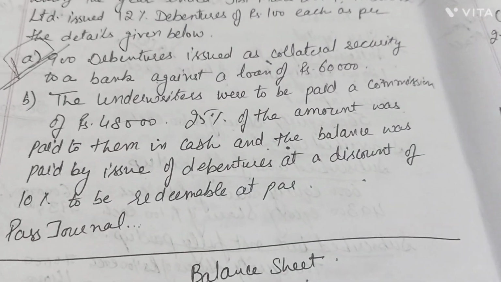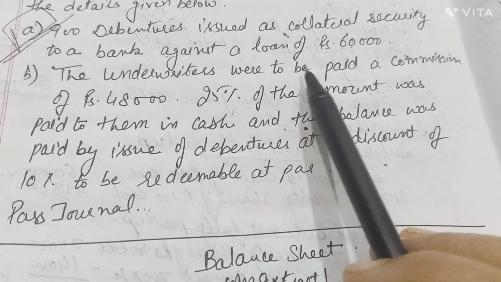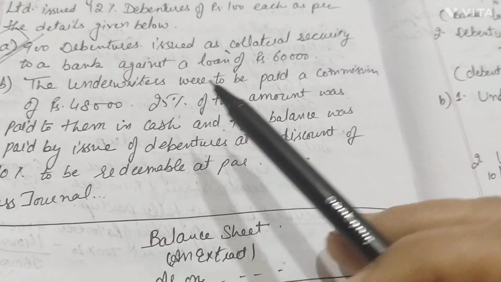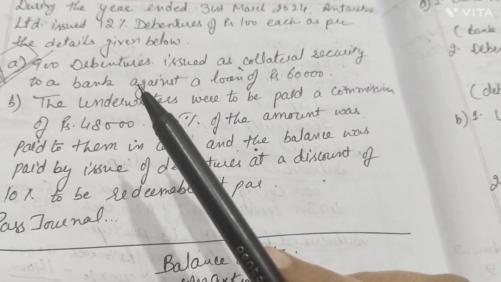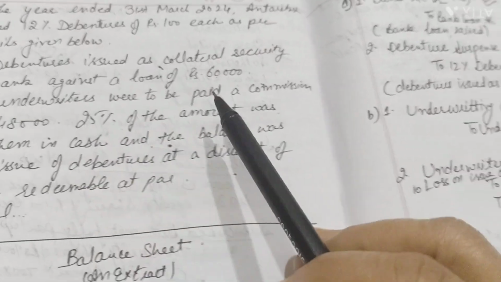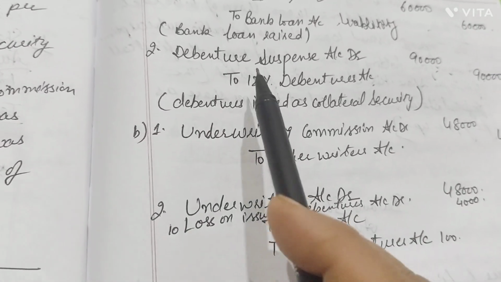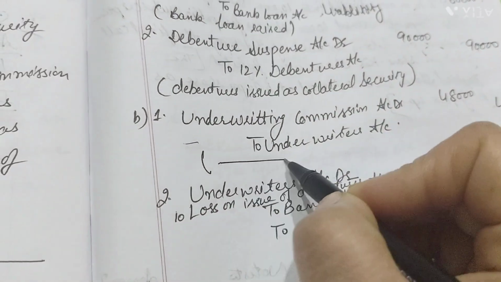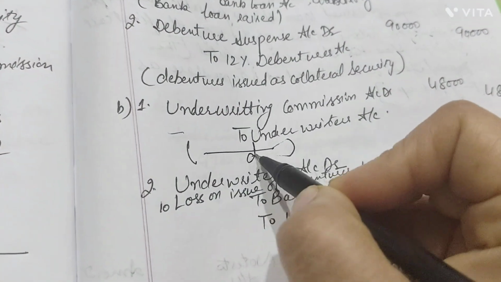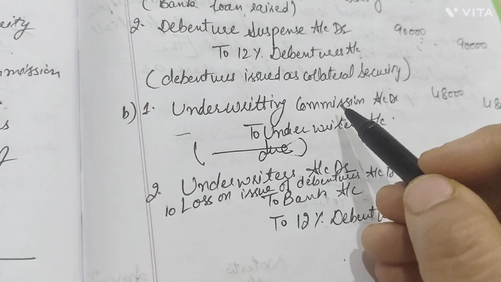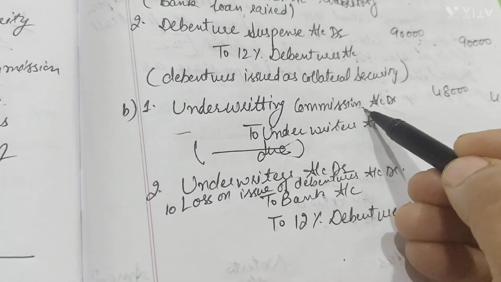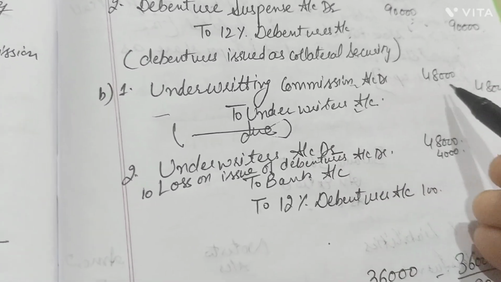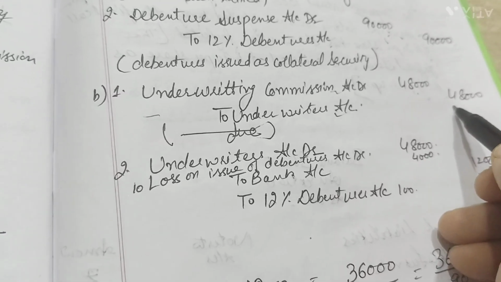Now the next point was underwriters were to be paid a commission of 48,000. Now 48,000 underwriting commission is due. So for making a due of underwriting commission, we will write underwriting commission account debit to underwriters account, being the commission due. Here the commission is just due, and for making it due, the expense has been debited, and to whom it is payable is credited with the rupees of 48,000.